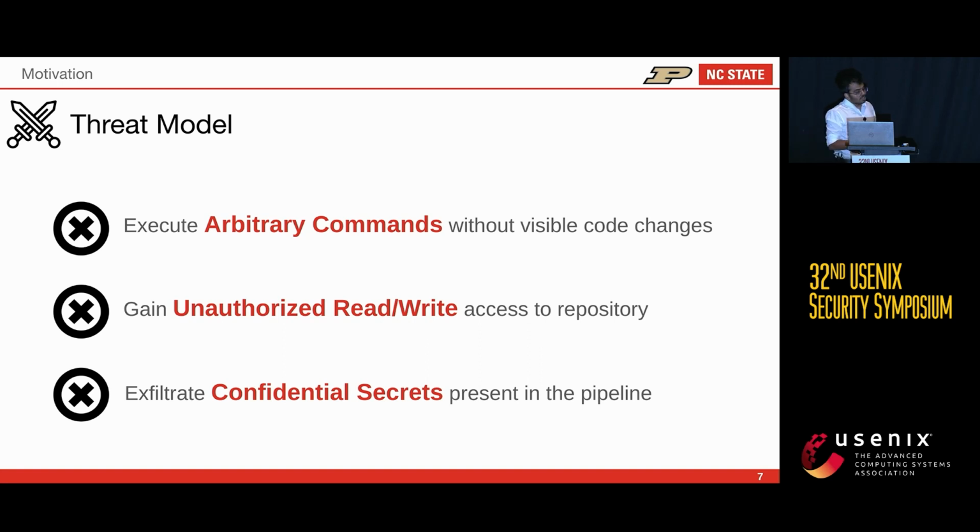Based on OWASP guidelines for secure CI/CD pipelines, we defined a threat model. In our threat model, an attacker should not be able to execute arbitrary commands in the pipeline without corresponding code changes. The attacker should not be able to gain unauthorized read-write access to the repository or any of its associated scopes. The attacker also should not be able to exfiltrate any of the confidential secrets that are stored in the pipeline.